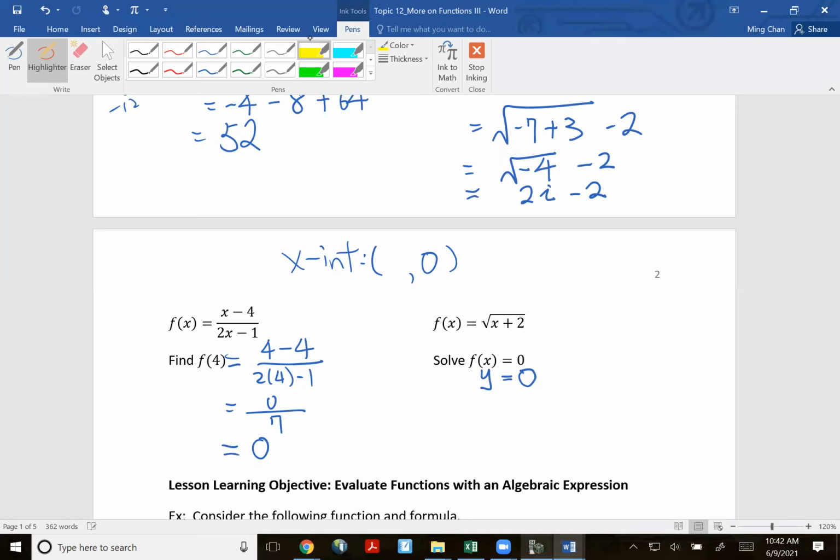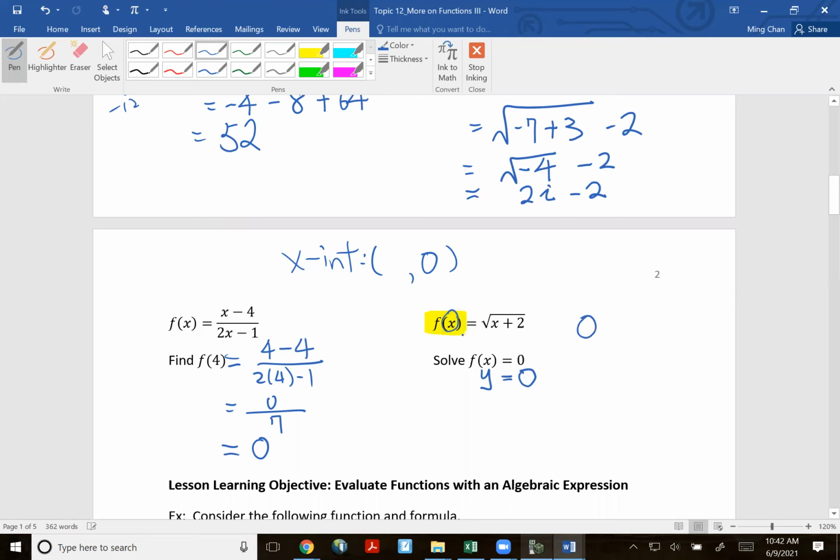Okay, I want you to solve for x when y is equal to 0. That's what this phrase means, so that f of x is y. So now this y will be replaced with 0. The whole f of x will be replaced with the number 0.